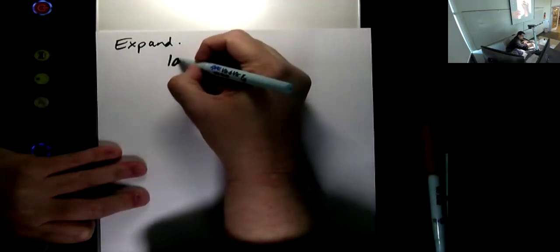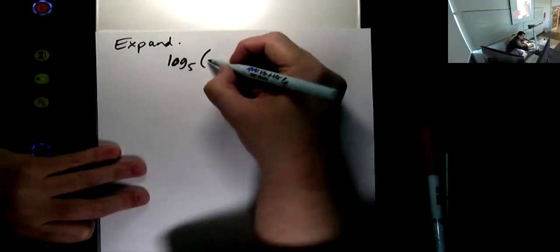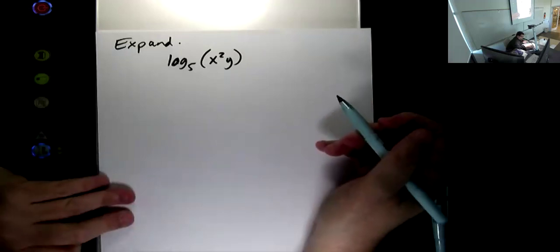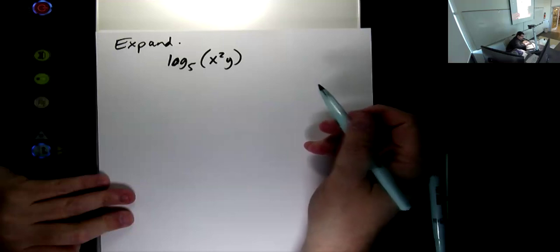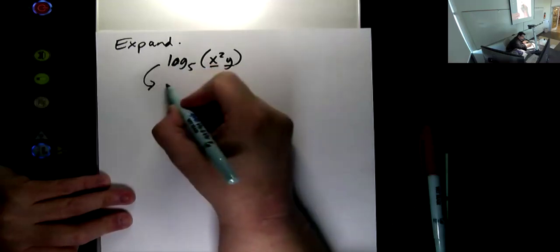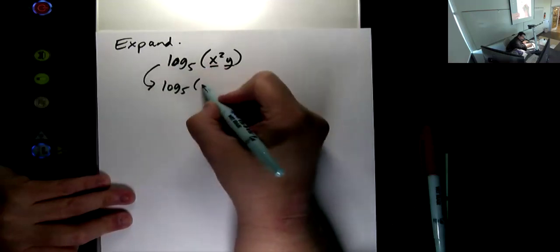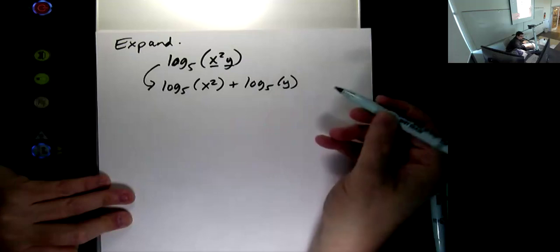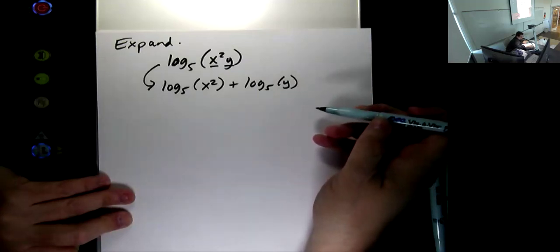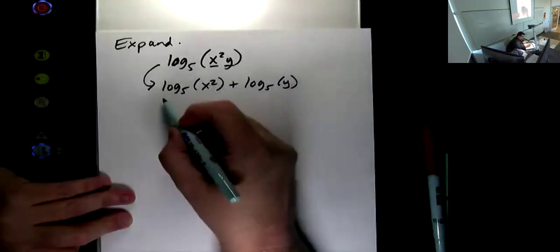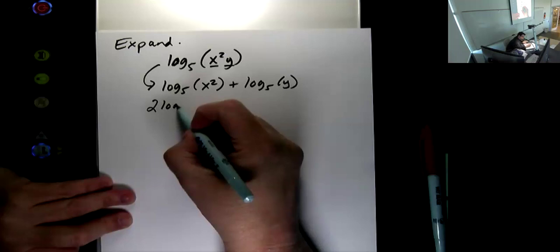So I've got log base 5 of x squared y. The first thing we can do is recognize that x squared and y are separate, and multiplication on the inside turns to addition on the outside. And then finally, exponents can be brought down as multipliers.